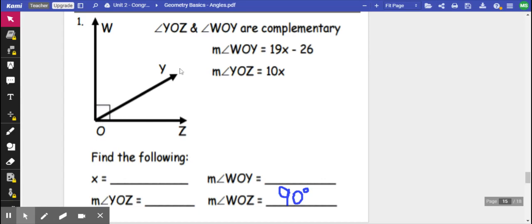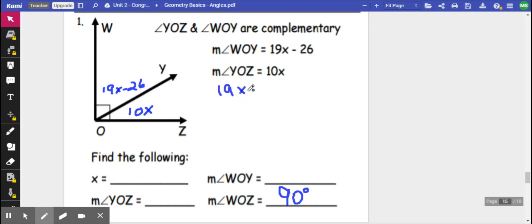Something I want to point out about this problem is you can see that the 90-degree angle marker is in the middle of this angle. But whenever you see a line cutting through it, you don't want to assume how big or small these two smaller angles are going to be. So we need to make sure we're using math to support everything that we're doing. And so let's label our angle with some of the variables and expressions we have over here. So YOZ is the one that is 10x. And 19x minus 26 is our other part of our angle as well. And so now we know that they are complementary and have to add up to 90 degrees.